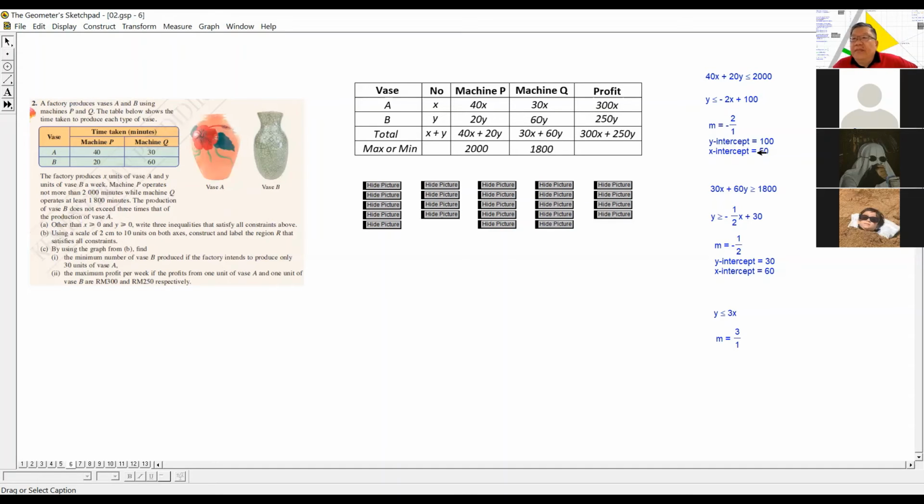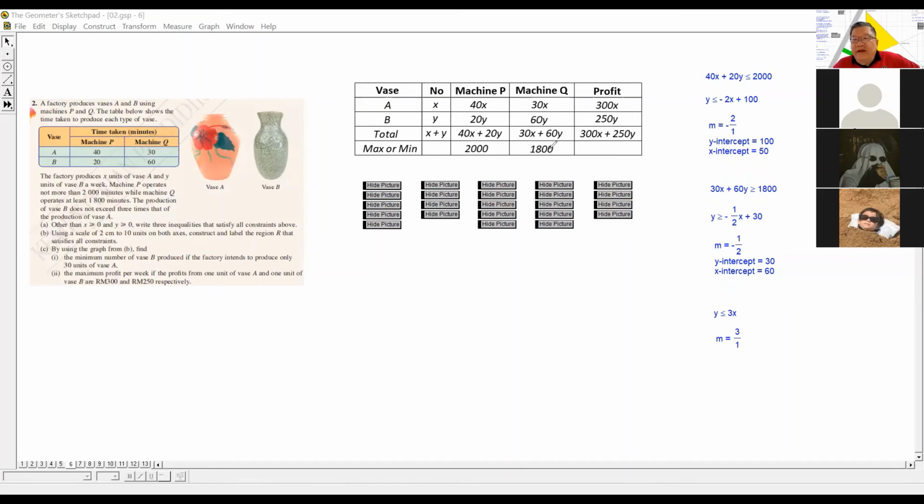Then the x-intercept, you close this. So 40x equal to 2000. So what is your x? X is 50. So here I identify the gradient, I identify the x-intercept and the y-intercept. Now this is going to help me to plot the line. Okay. Next one. The next constraint is on the machine Q.